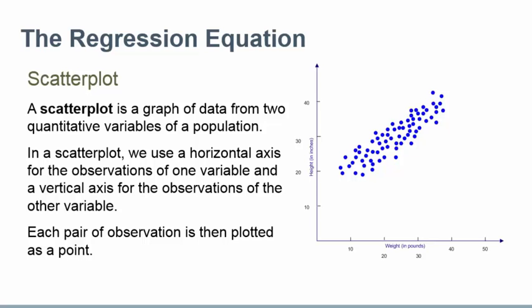Here I have an example of a scatterplot. We have weight in pounds, which is the x-axis. I have hash marks at 10, 20, 30, 40, 50. Then I have height in inches for the y-axis and hash marks at 10, 20, 30, and 40. My data are dots with an x of weight and a y of height. The data points look like they move up from left to right, so they kind of form a line.